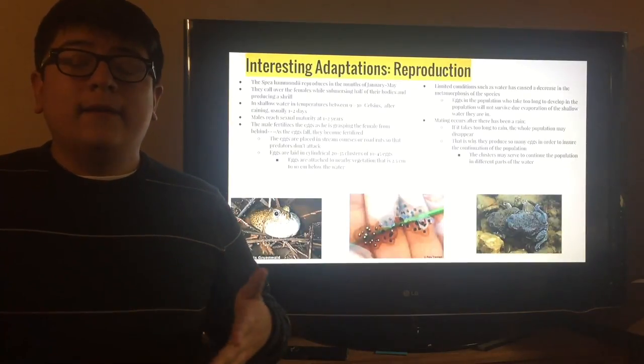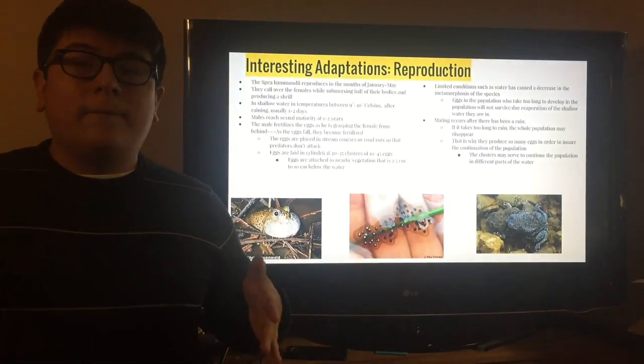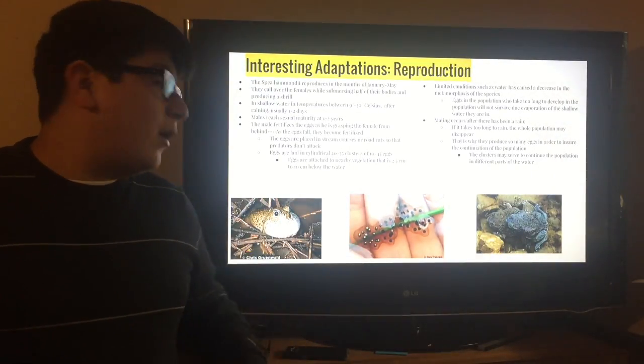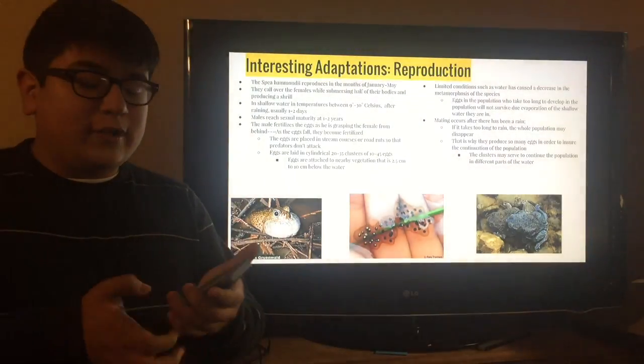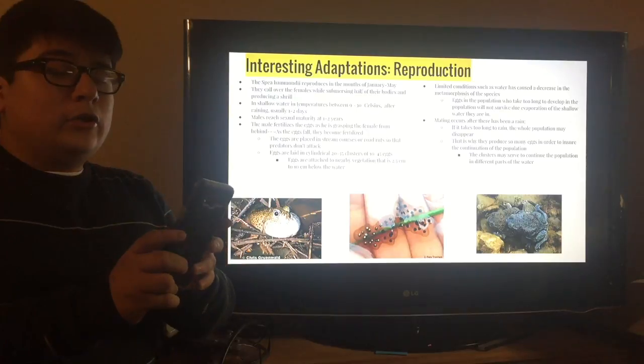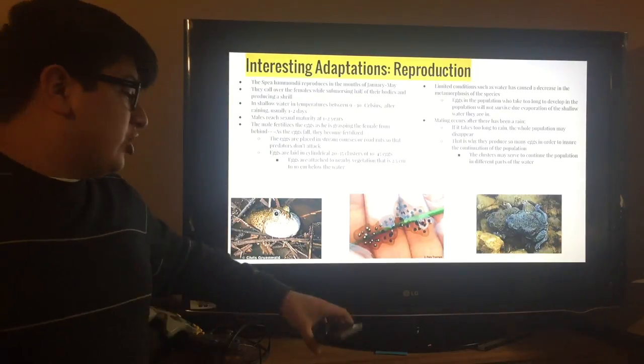So, its reproduction. The Spea hammondii reproduces in the months of January through May, which are the months of winter and spring. And what occurs is the male calls the female, and he submerges half of his body in the water, and produces this shrill noise. So they will reproduce in shallow waters.